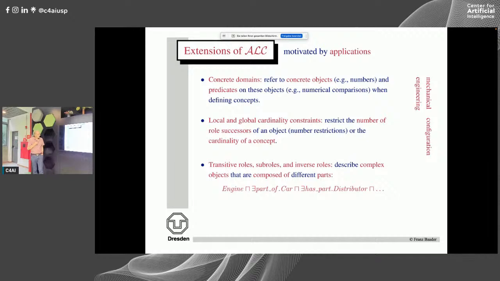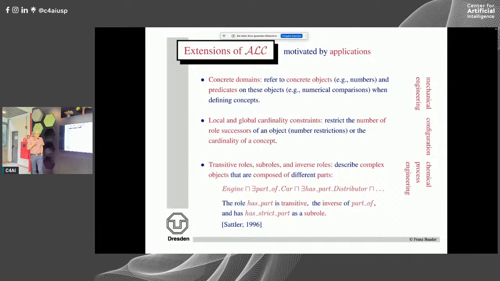Another thing is transitive roles, sub-roles, and inverse roles. What's that about? Say I want to talk about an engine which is part of a car and has as a part a distributor. Then the role has part should be transitive. If I have a part of a part, then this is again a part. Has part and part of are inverses of each other. I could also have something like has strict part, which is then a sub-role of has part. So this motivates why we would want to have such things.